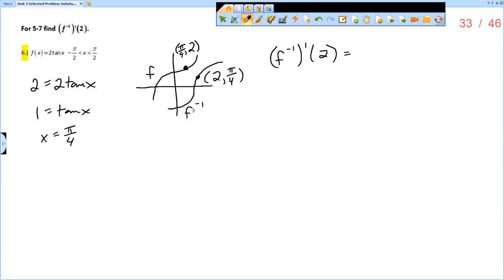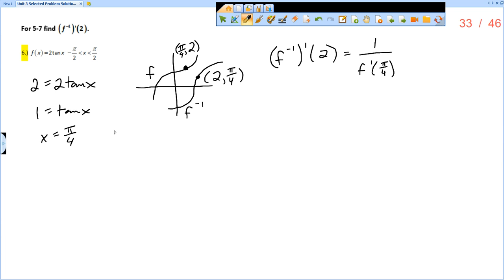And so now we know that f inverse prime of 2 is the reciprocal of f prime of pi over 4. Remember, you have to use the x value on f that corresponds with the x value on f inverse. And so that means I need to find f prime of pi over 4.